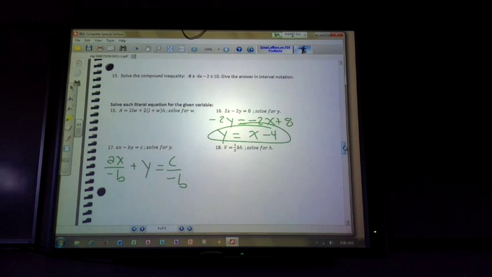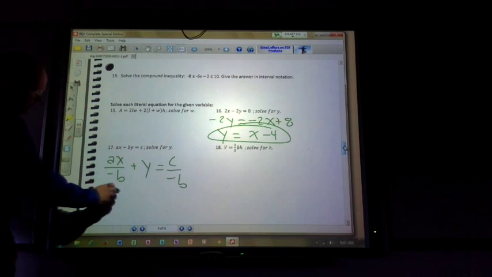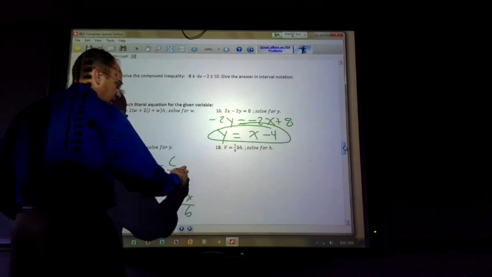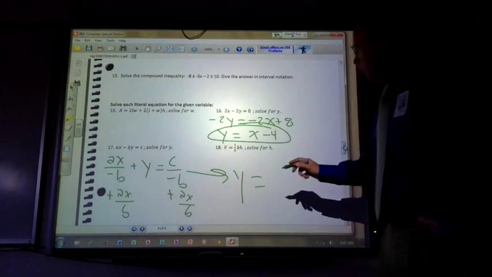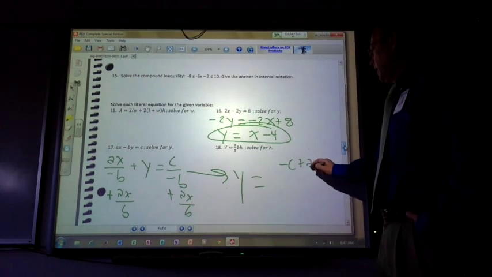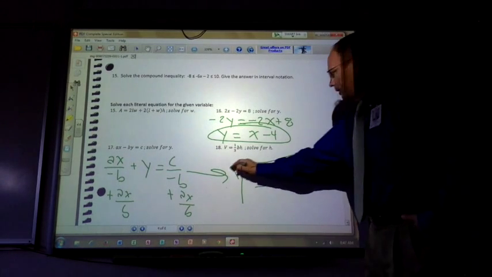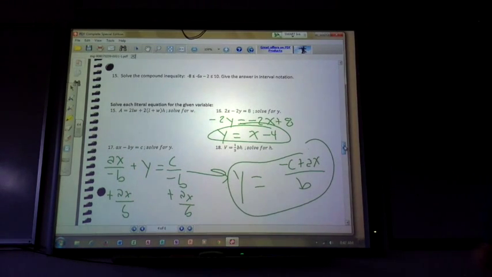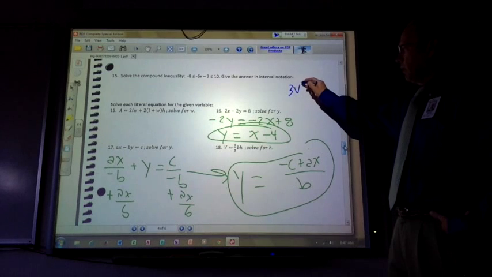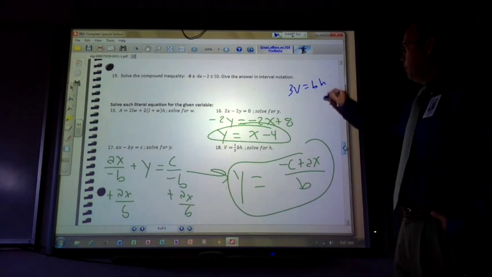Okay. And let's get y by itself. So what am I going to do to ax over negative b? What's the opposite? Add ax over b to both sides. That's going to give me y is equal to negative c plus ax all over b because we do the same thing. Then 18, we're almost done. 18 solving for h, so I'm going to multiply both sides by 3. Divide each side by b.